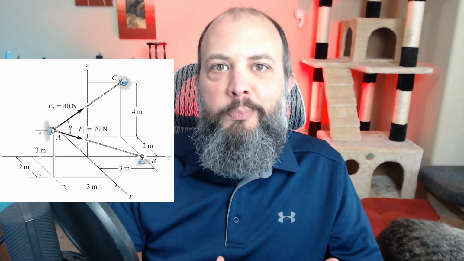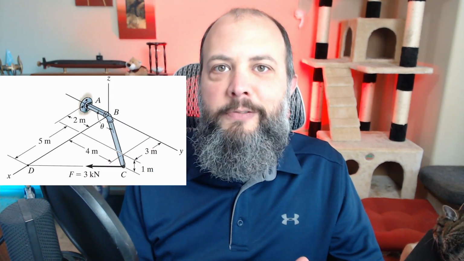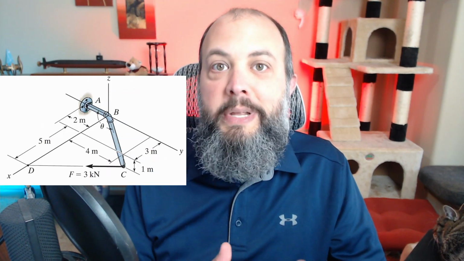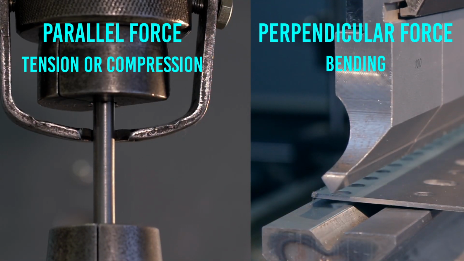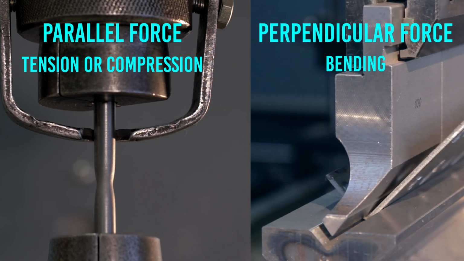In statics, you'll find two uses for the dot product. One is to find the angle between two vectors, and the other is to find the component of a diagonal vector that is parallel or perpendicular to another vector. And that usually occurs when you have a force vector that is partially stretching a component and partially bending it. So we're gonna do one problem of each type. Let's go.